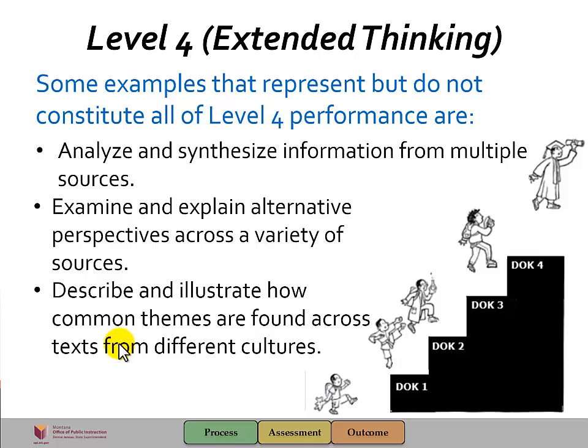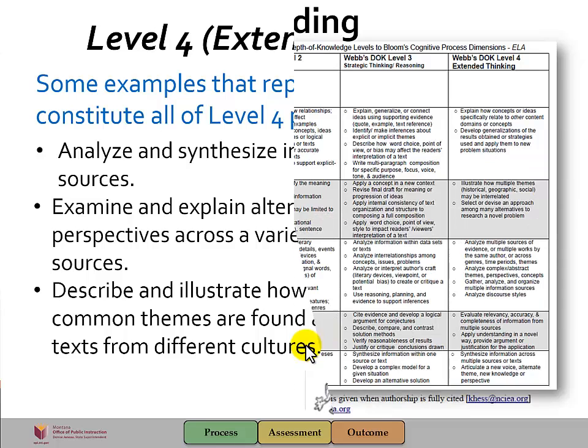Some examples that represent but do not constitute all of Level 4 performance are: analyze and synthesize information from multiple sources, examine and explain alternative perspectives across a variety of sources, describe and illustrate how common themes are found across texts from different cultures. Writing at a Level 4 could include: write an analysis of two selections, identifying the common theme and generating a purpose that is appropriate for both.